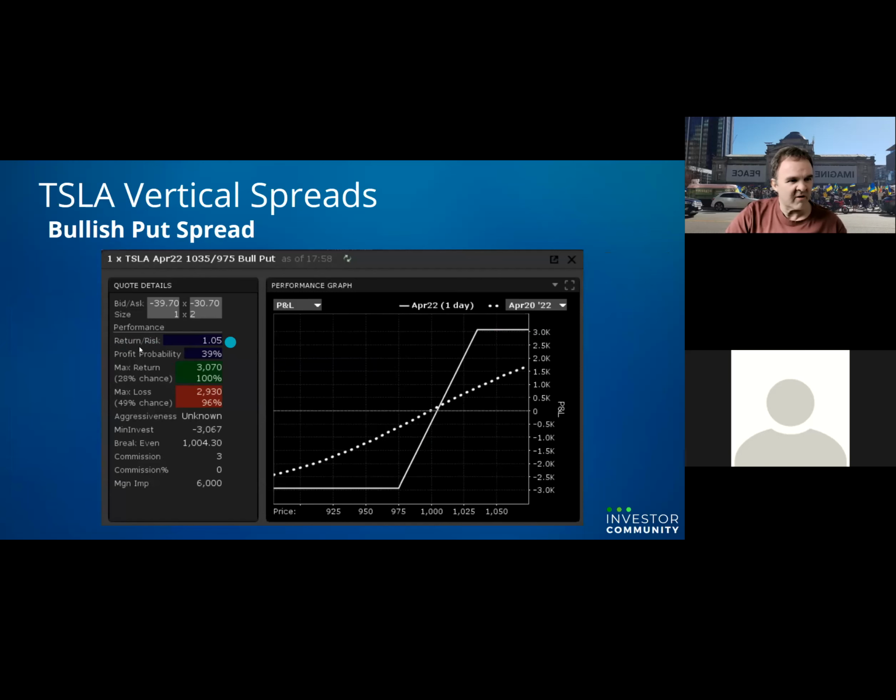Now, our return on risk on this is a little bit weak at 1.05. Probability of profit's only 39%. This, to my eye, tells me that this is very incorrect, because your software is not going to be taking volatility crush into account, because that's a bit of an unknown factor. We know that volatility is going to go down. We don't know by how much, so it doesn't work its way into the model here. So our max return on this is $3,070, and we're risking $2,930 to make that.